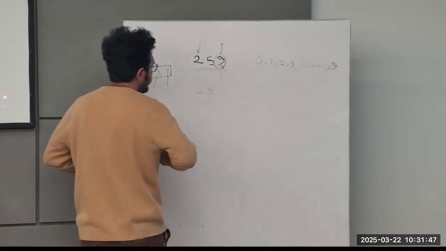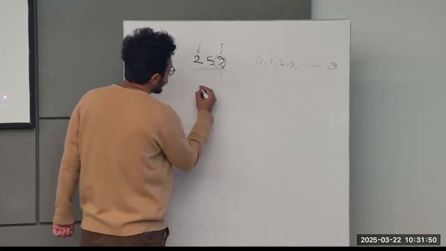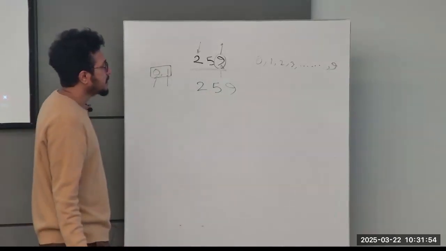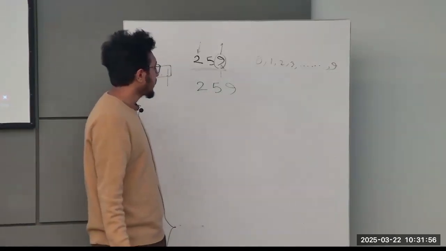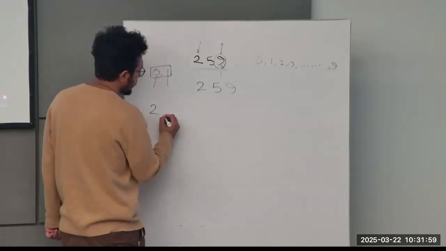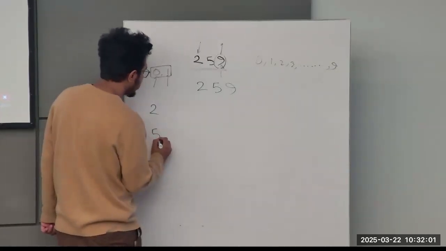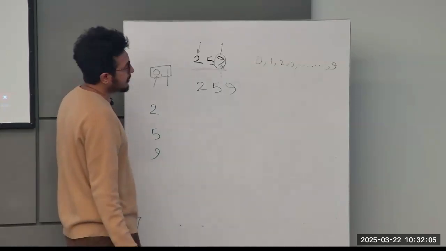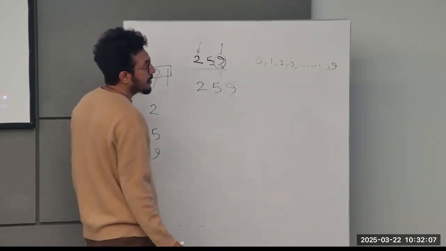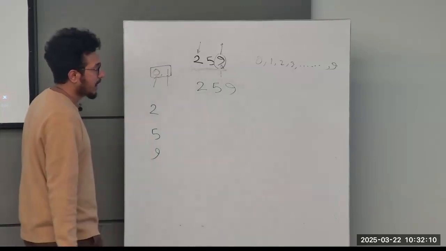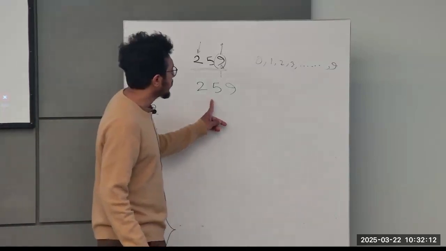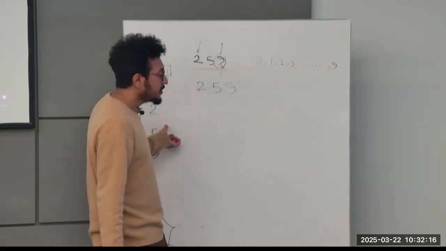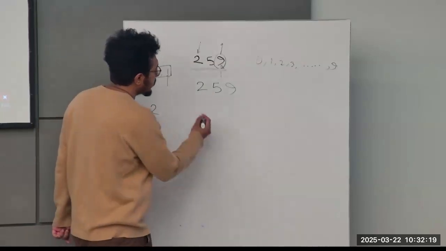So let's think about 259. If I ask you to tell me the digits of this number, you can readily tell me the digits are 2, then 5, then 9, right? Another way is to program it. If I give you the number 259 and ask you to write a program that tells me these 3 digits separately, what can you do? Think about it.